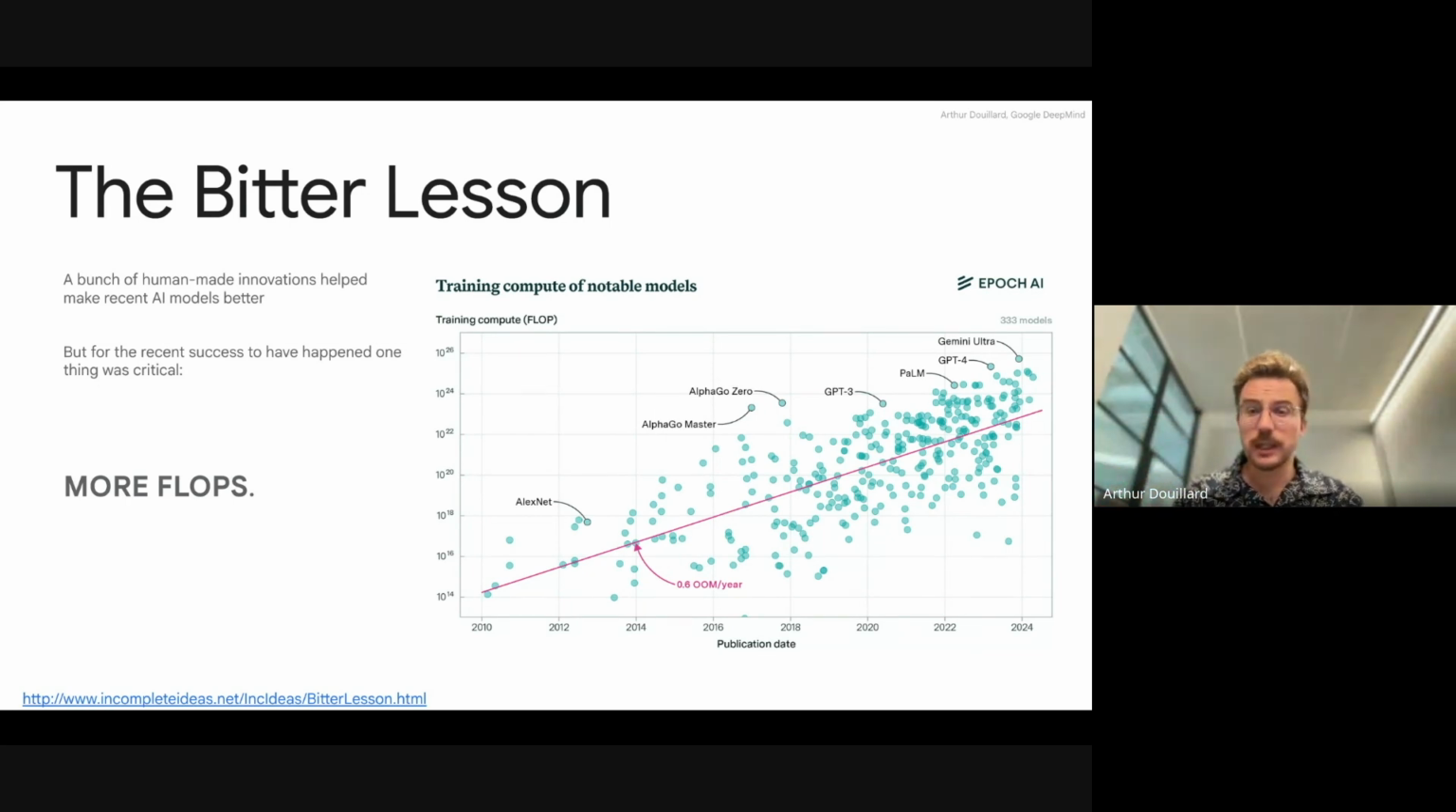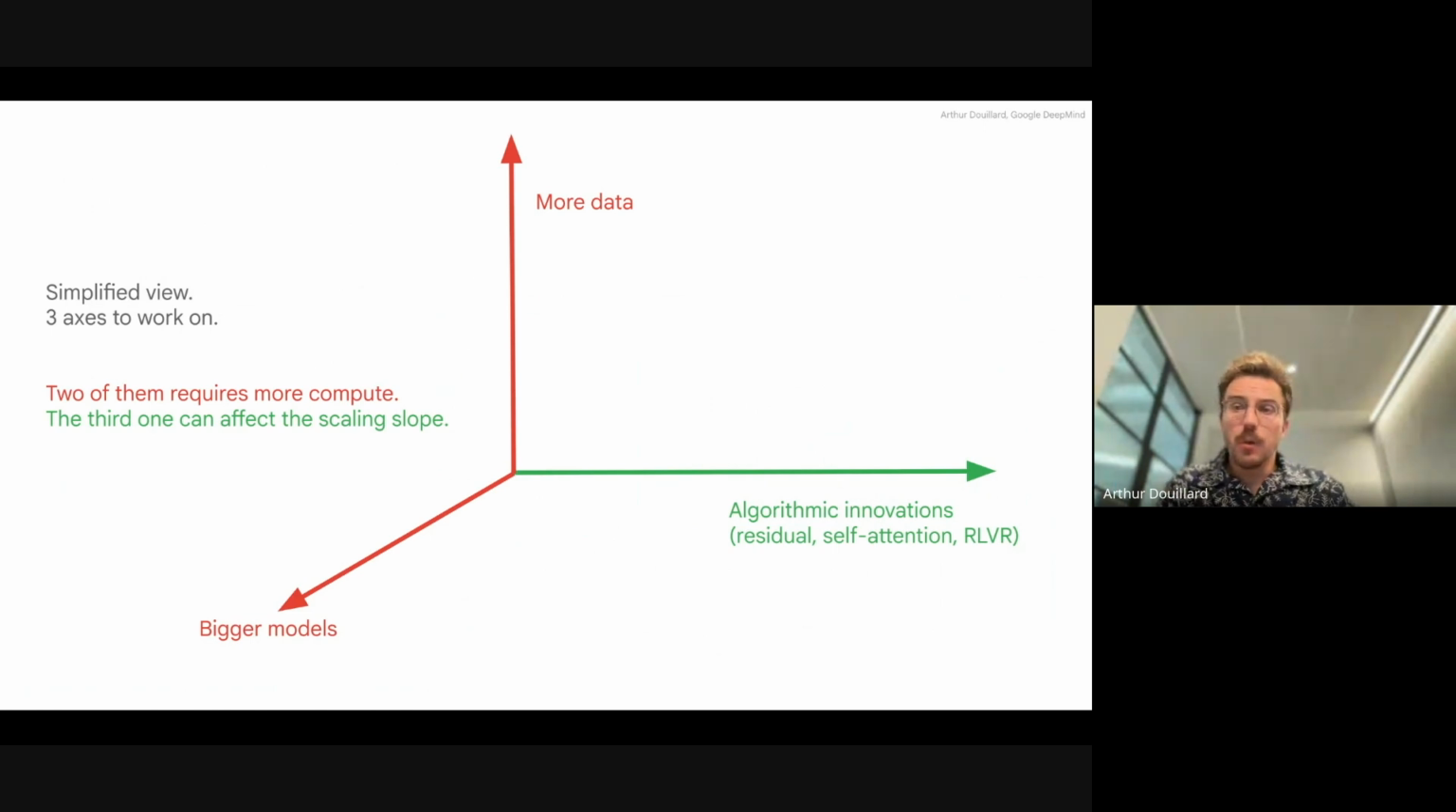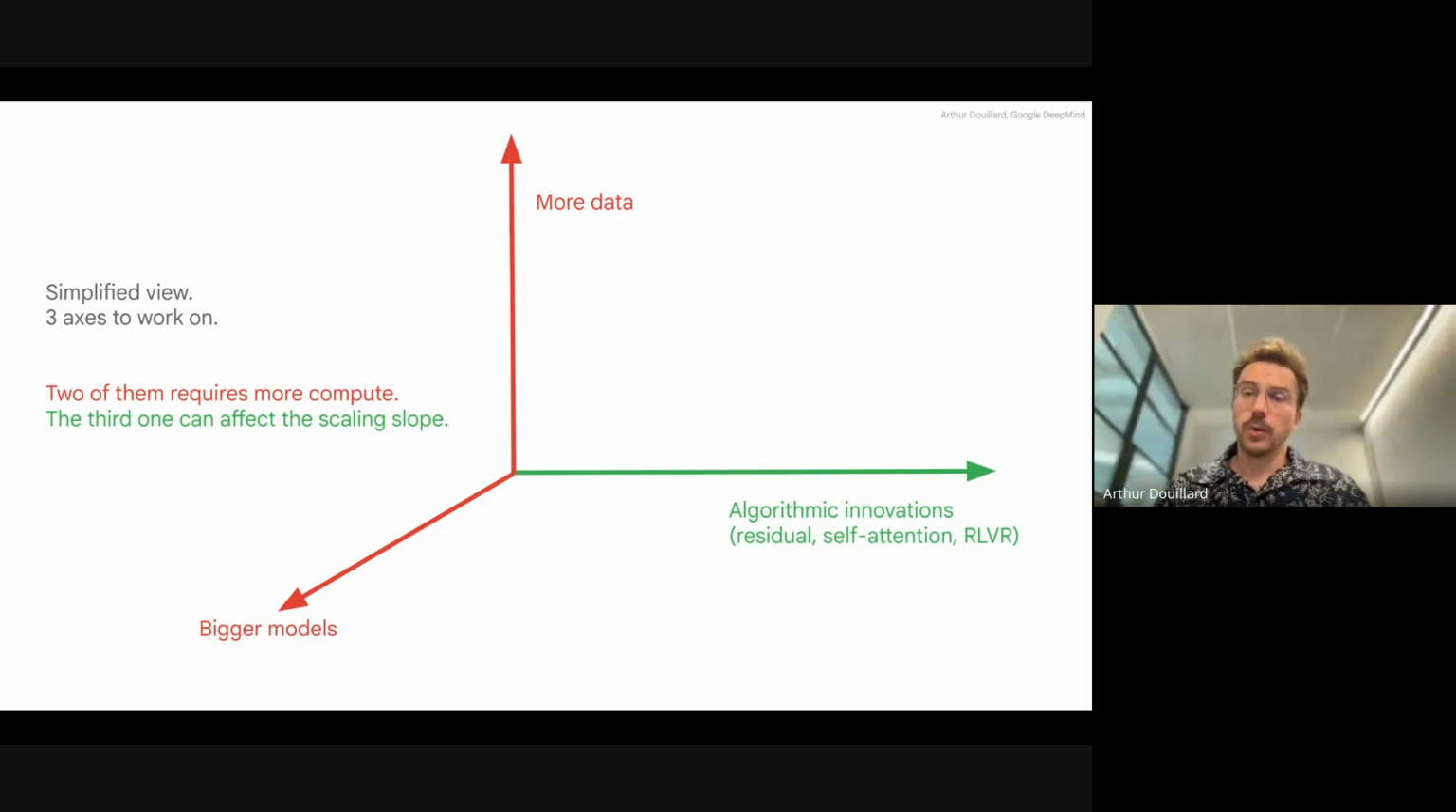So the question is: if we want to use as much compute as possible, what do we need to focus on? Here I'm showing a very simplified view that there are three axes you can work on. One axis is algorithm innovation, the most sexy axis. You invent a new optimizer or a new modification to the architecture. For example, the residual connection in a ResNet, the self-attention in the Transformer, or more lately, reinforcement learning from verifiable reward. All this kind of stuff is algorithm innovation that can unlock new things. But all these innovations are meaningless without the two other axes.